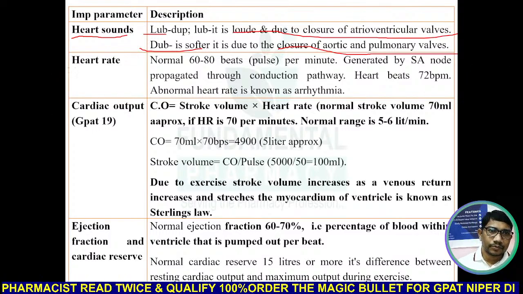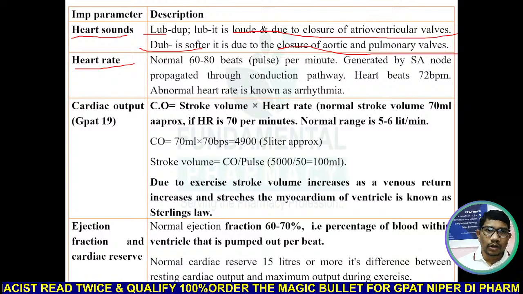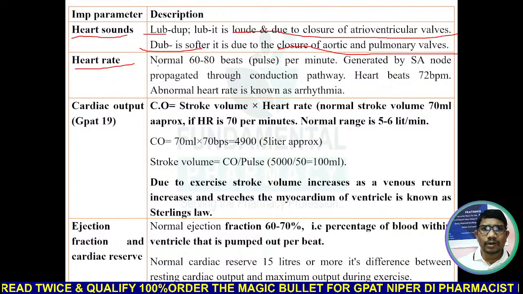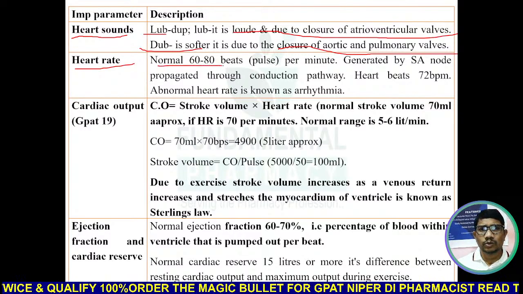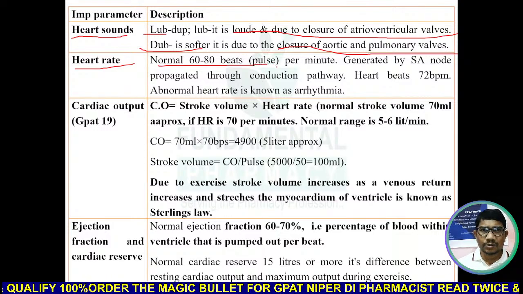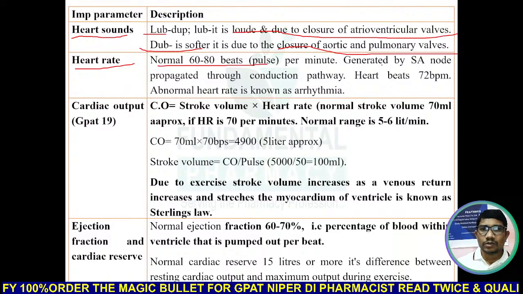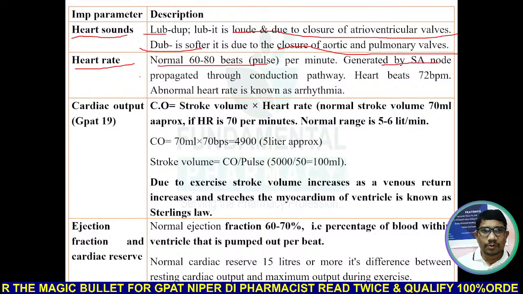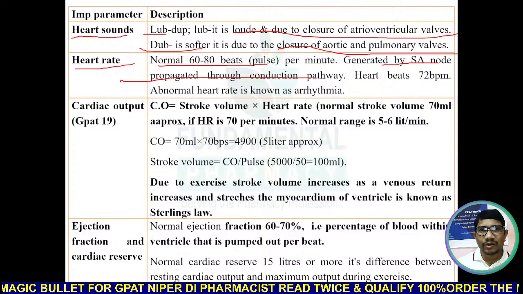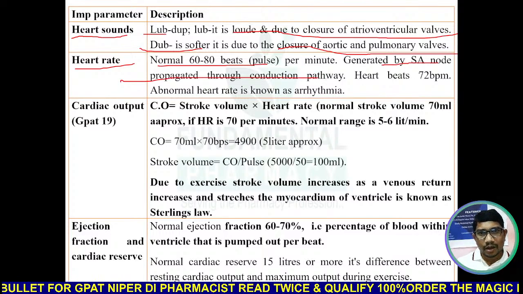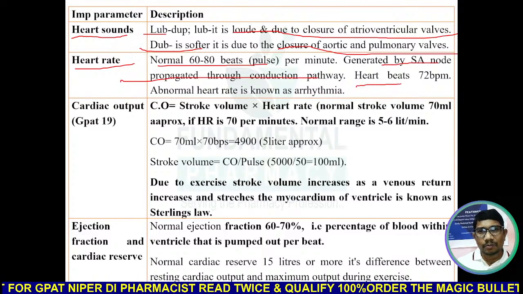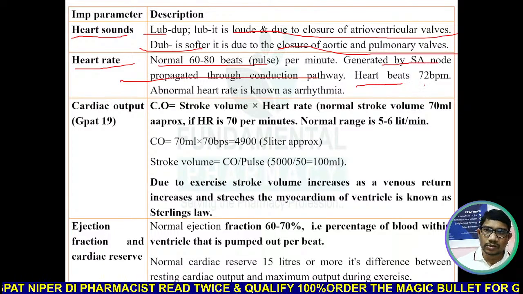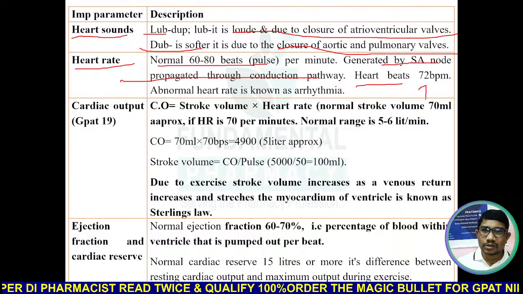Now heart rate. What is the normal heart rate? Normally the heart will beat 60 to 80 beats per minute. What is a pulse? Okay. Now 60 to 80 signals are generated by the SA node, which are propagated through the conducting pathway or conduction system of the heart. The heart will beat around 72 beats per minute, 70 to 74. Some books have written 74.